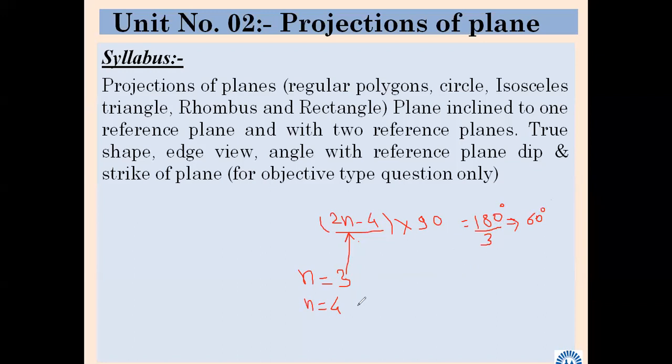In the next case, n is equal to 4. The sum will be 360, and if all angles are equal, each angle should be 90 degrees. It may be a rectangle, it may be a square. Pentagon: what is the internal angle of a regular pentagon? If we put n is equal to 5, we get 540.